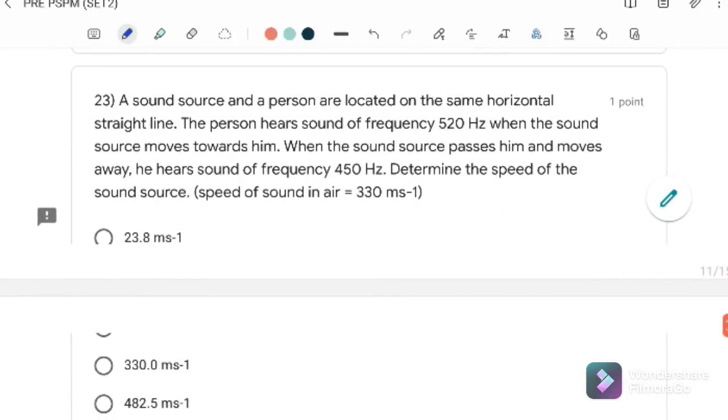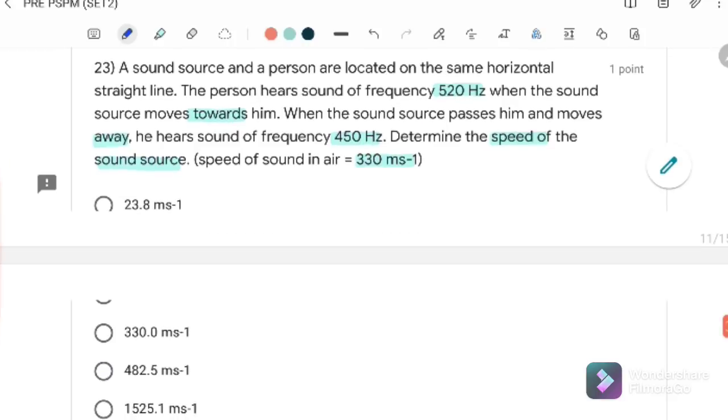Okay, the last question for chapter 10 is the Doppler effect. A sound source and a person are located on the same horizontal straight line. The person hears a sound of 550 when the sound source is moving towards him, approaching him, he can hear 520 Hertz. When the sound source passes him and moves away, at that moment the observer can only hear 450 because the source is away. So determine the speed of the sound source, and they give you the speed of sound in the air is 330.